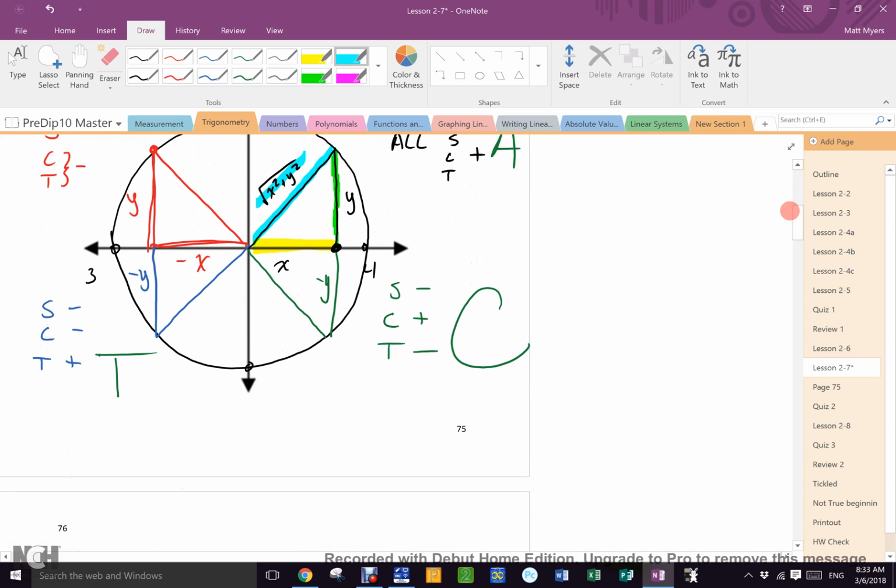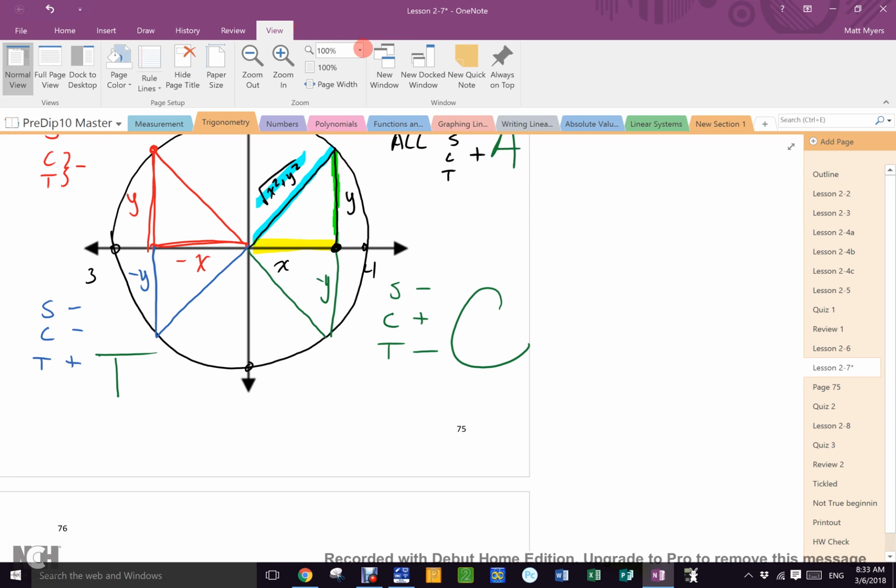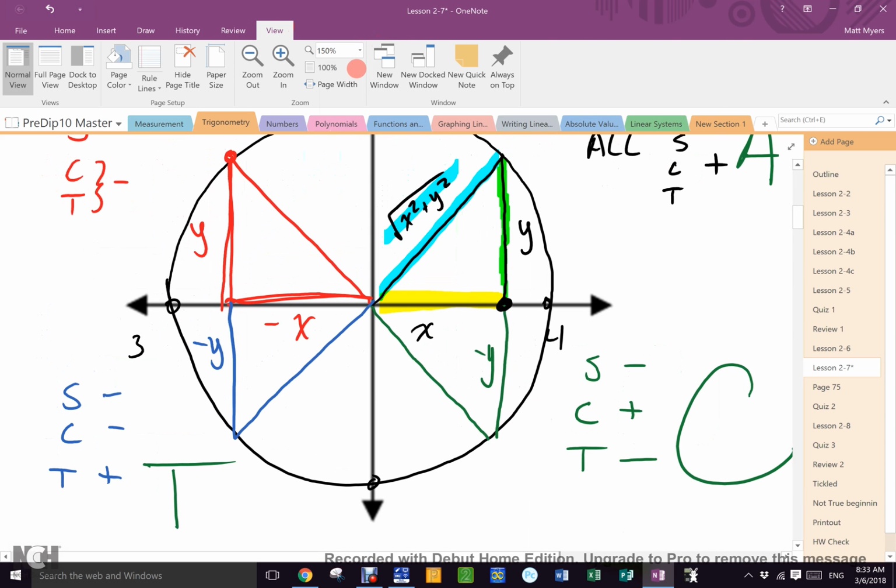Everybody cool? All right, turn the page over while I try to make my screen bigger and have it maybe not freeze.